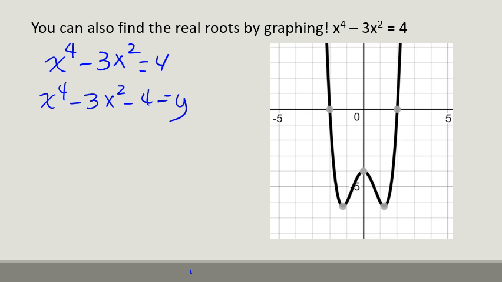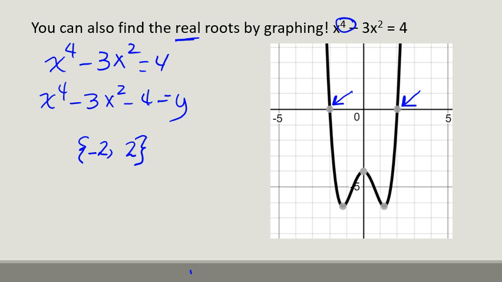Okay, so my solution is going to be where it crosses the x-axis. So here and here, my real solutions are going to be -2 and 2. So this is the point (-2, 0) and the point (2, 0). Now my degree is 4, so that means I have 2 imaginary roots. The reason I say real roots is because this is a real number system and the graph is a real number plane, so you can't find imaginary roots by graphing. So you're limited when you solve by graphing.